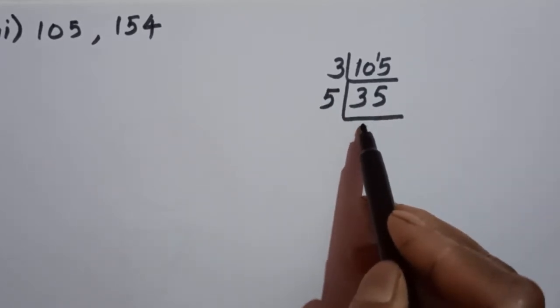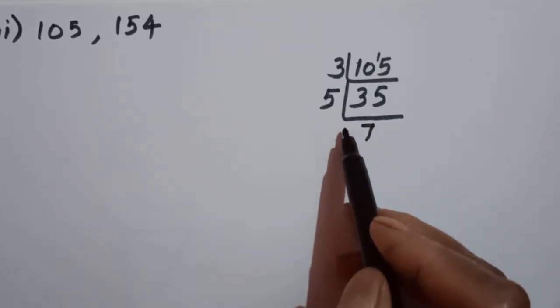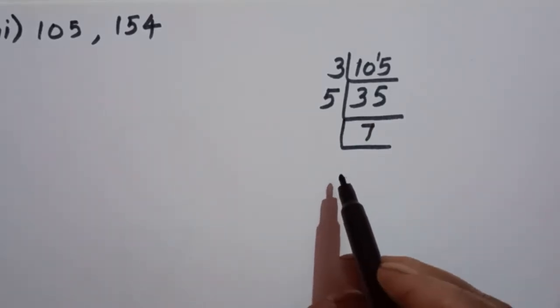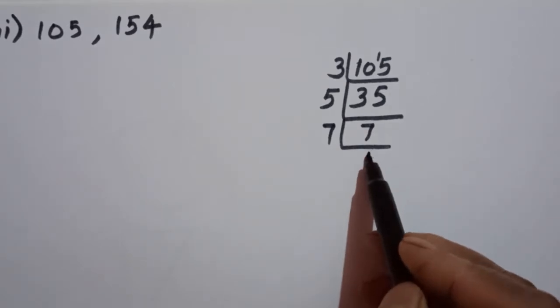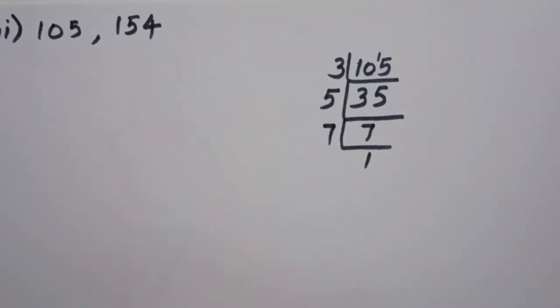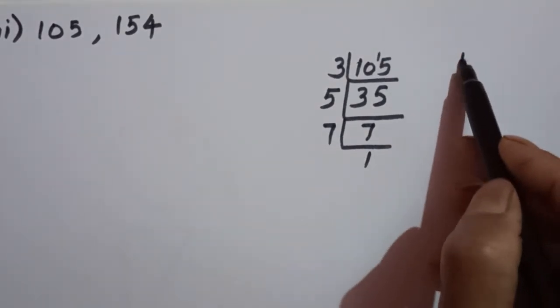So 5 here, and we know that 5 sevens are 35, and since 7 is a prime number, we'll directly do with 7. 7 ones are 7. Okay, now the next number is 154.